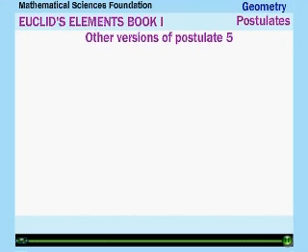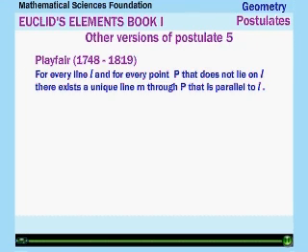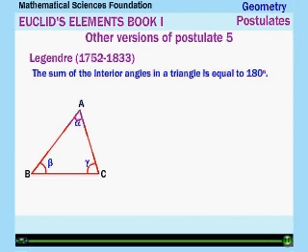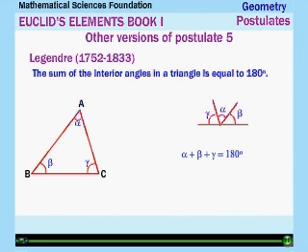Several equivalent versions of this postulate have been given. Probably the most famous ones are by Playfair and Legendre, both given in the 18th century. Playfair's version is, for every line L and for every point P that does not lie on L, there exists a unique line M through the point P that is parallel to L. Legendre's version is, the sum of the interior angles in a triangle is equal to 180 degrees.